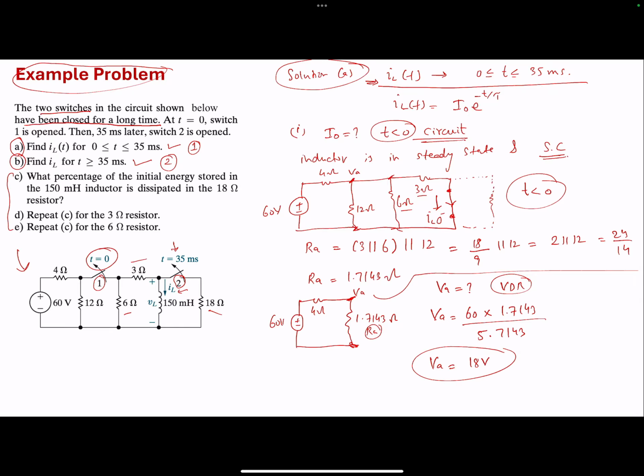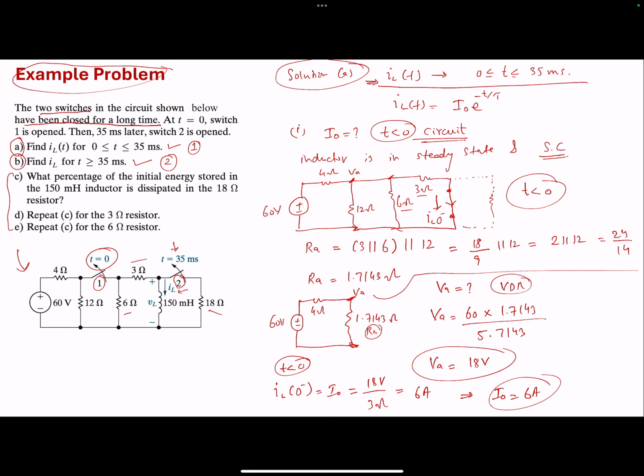So my current IL at 0 negative, at t less than 0, comes out to be 18 volts divided by 3 ohms, which is 6 amperes. So my I naught is 6 amperes. Okay, so this is nice. Let's do the second part now.